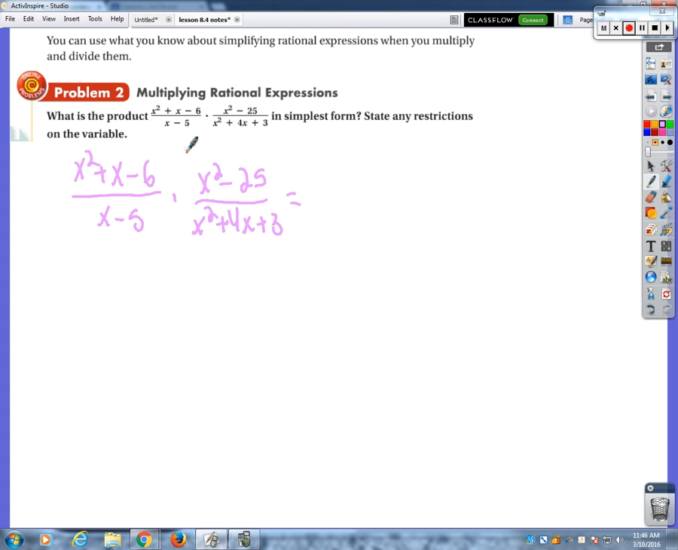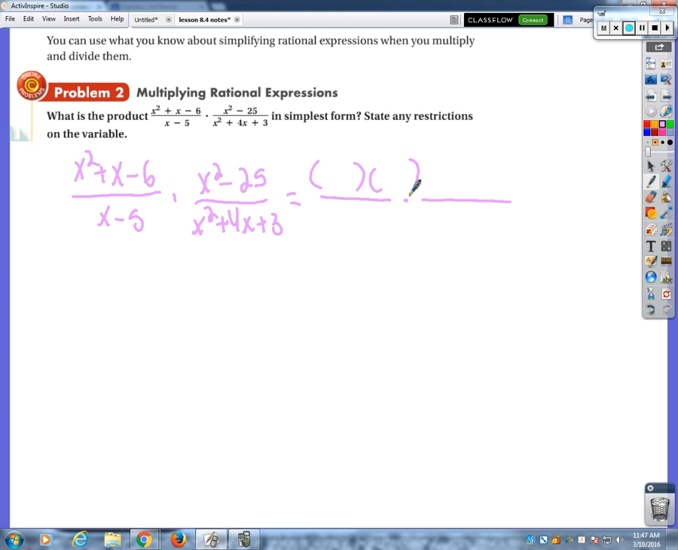Maddie? Are we treating it as a two-step problem, like simplifying them both and then multiplying them together? No, we're going to factor them and then we're going to cancel them just like we did before. And then they're just going to stay like they're multiplying. They're going to end up being melded into one problem in the end, okay?